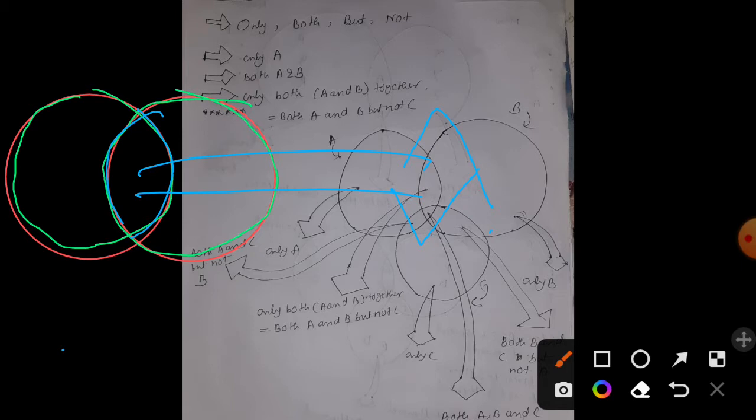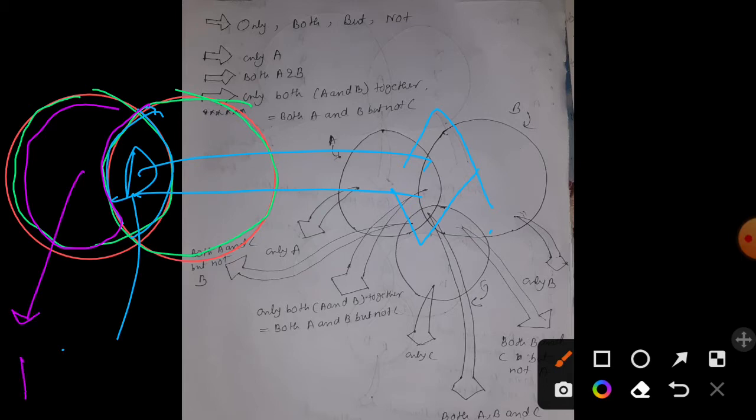Okay, here we have allotted D because D loves both Messi and Ronaldo, right? That is why we have allotted D here. And this particular part is especially for Messi lovers, and this particular part is especially for Ronaldo lovers.